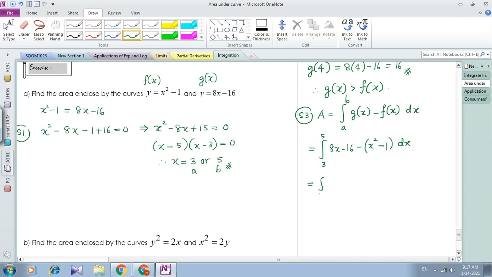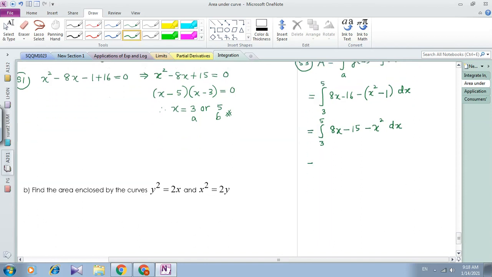And then we can simplify further to get x squared minus negative 16 plus 1. This is minus 15 minus x squared dx. Only then, in the next step, we integrate. So this is 8x squared over 2 minus 15x minus x cubed over 3.